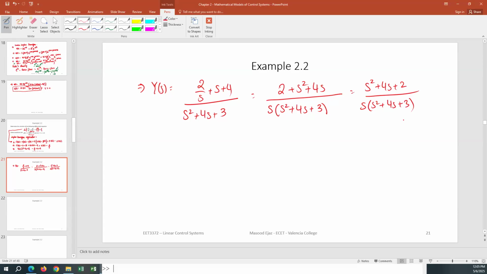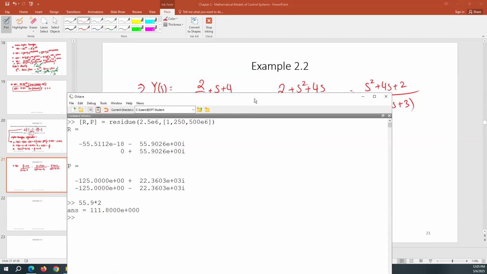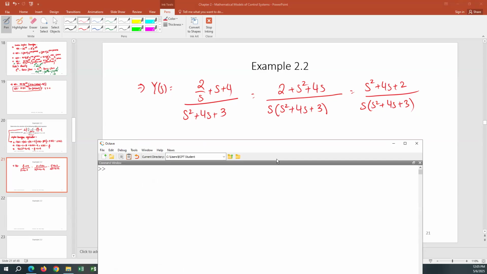And we have to find y of t. So we're going to do partial fraction decomposition and then use the table to go back to the time domain. To do the partial fraction decomposition, I'm going to use the residue function for this one. So let's go ahead and use the residue function. The numerator is 1, 4, 2. And the denominator is s cubed plus 4s squared plus 3s.